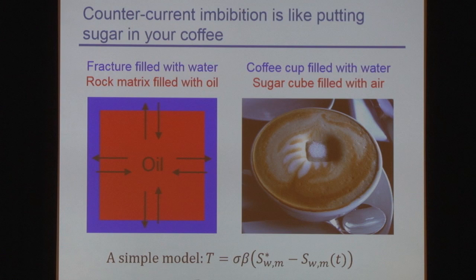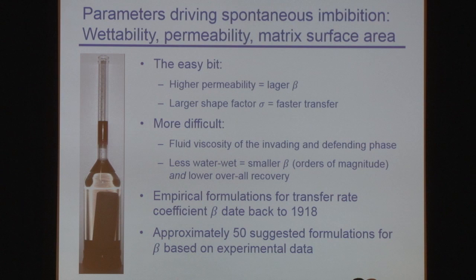You can do some experiments where you try to work out what this beta parameter is. What has been shown, in these experiments, you simply plunk a block of rock into a beaker filled with water and measure how fast, for example, the oil that's in the rock comes out. You measure the oil at the top here. What you know from this experiment is that wettability, permeability, and matrix surface area are key components that define how fast the transfer happens.